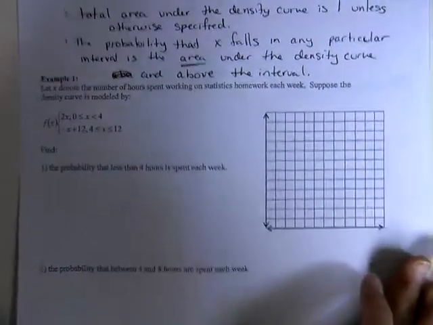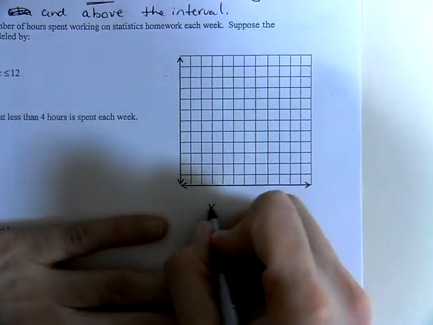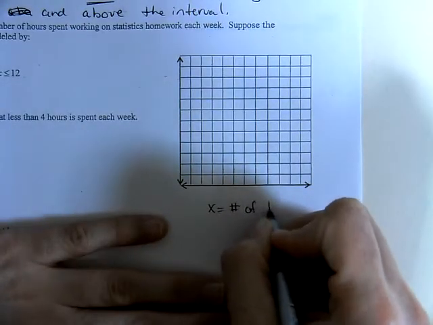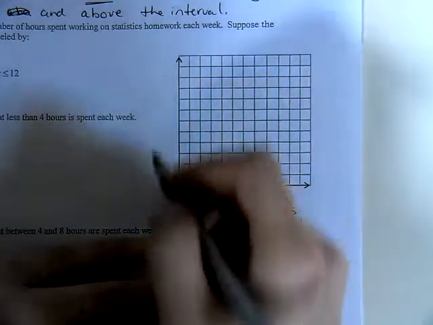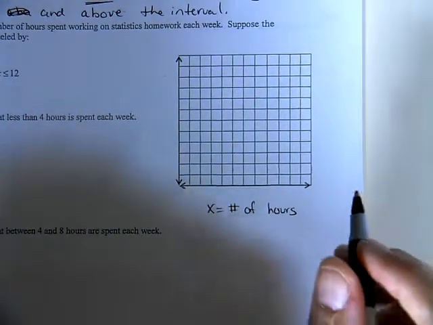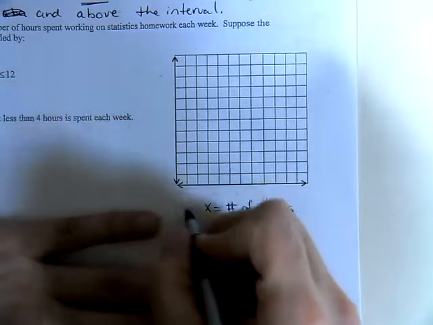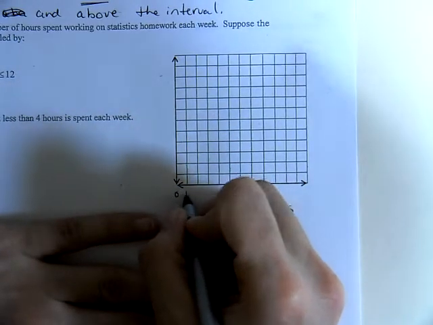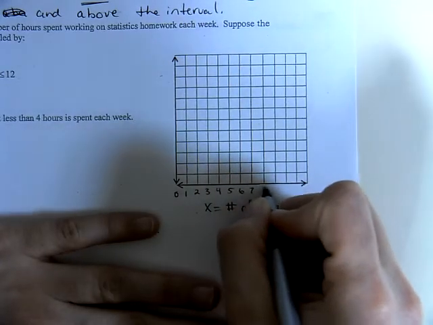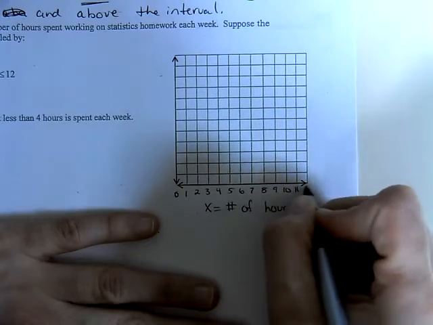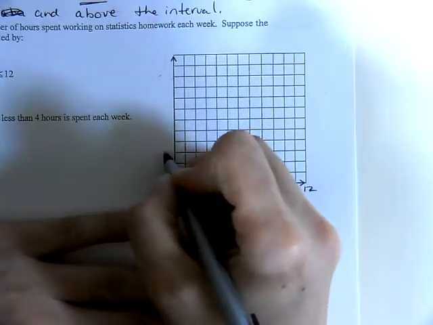So, the bottom of our graph, x is going to equal the number of hours that you're working on math homework or stats homework. And then I'm going to leave the y-axis alone. You'll see, normally it'll say density over here, but because we're not doing an actual density function, I'm going to leave it. So I'm going to make the x-axis all count by ones. I'm going to make the y the same thing.